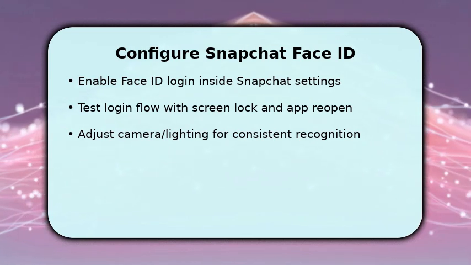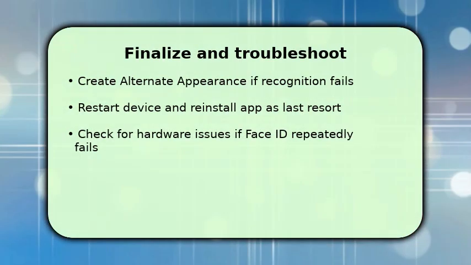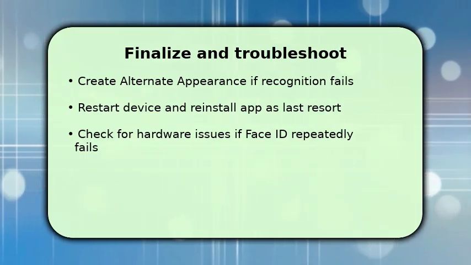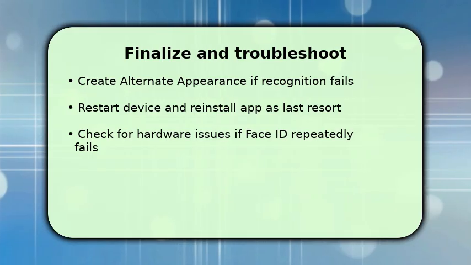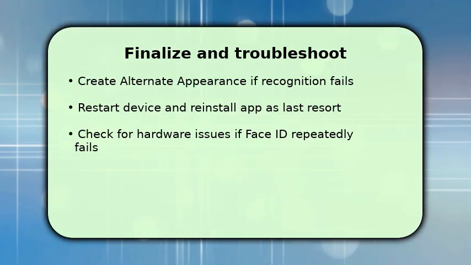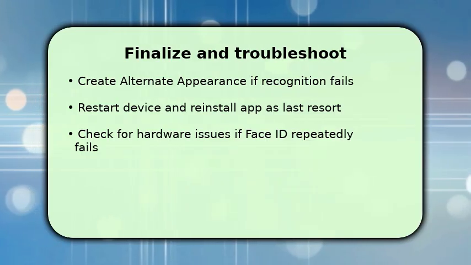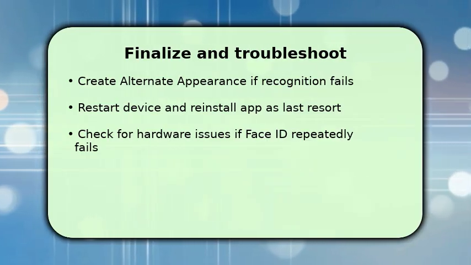Finish by creating an alternate appearance in Face ID settings if you change looks often. This improves matching. Once done, clear Snapchat cache if small glitches appear. But if authentication keeps failing, restart your iPhone and try again. As a last resort, reinstall Snapchat to reset app-level settings.